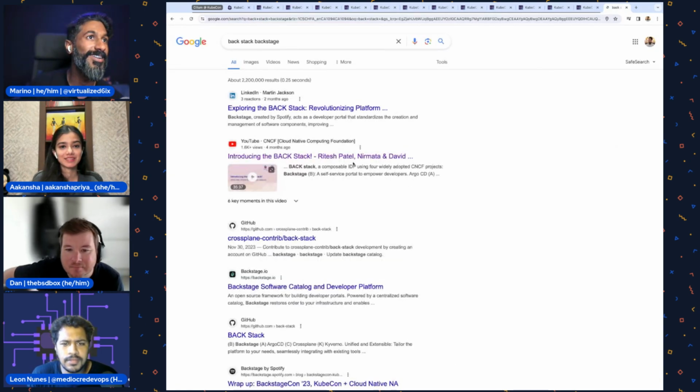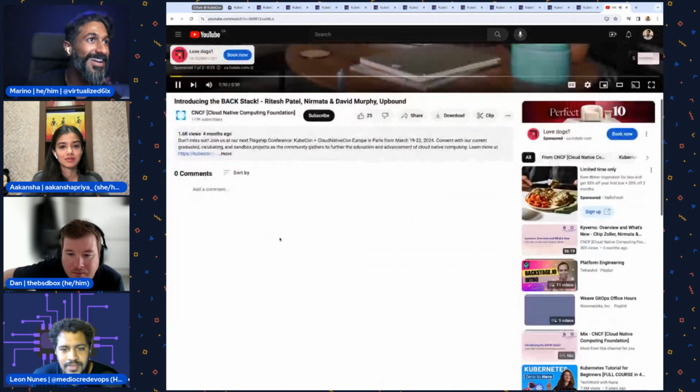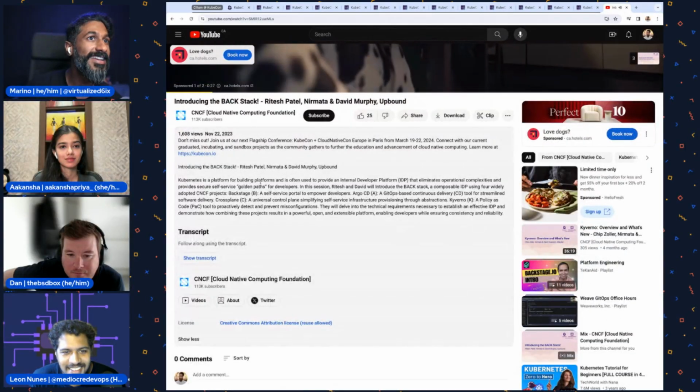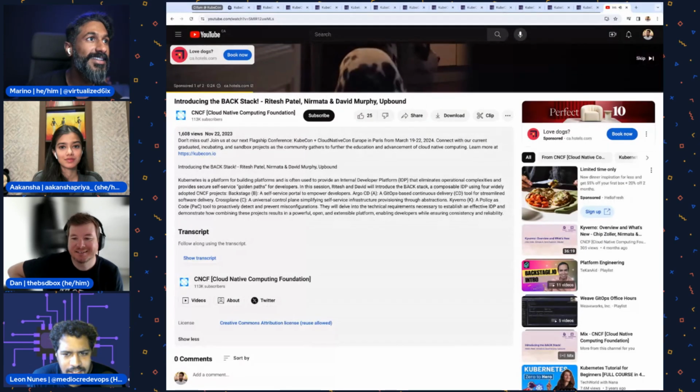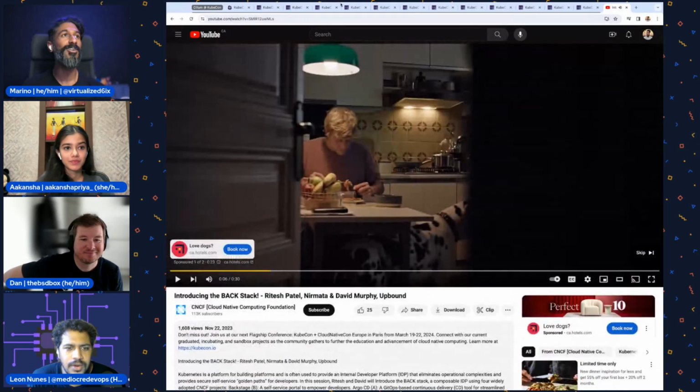Backstack, here we go. Argo, like literally it's hidden. Why can't they throw the C up there? Crossplane. I always forget Crossplane for some reason.